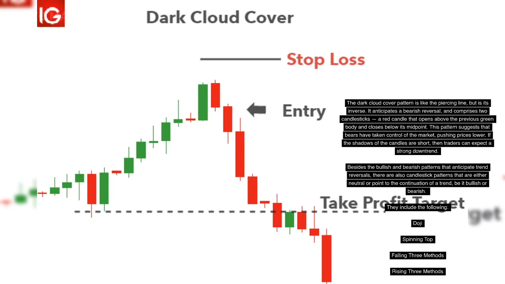Besides the bullish and bearish patterns that anticipate trend reversals, there are also candlestick patterns that are either neutral or point to the continuation of a trend, be it bullish or bearish. They include the following: doji, spinning top, falling 3 methods, rising 3 methods.